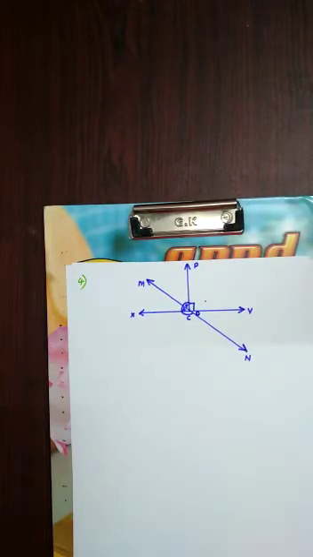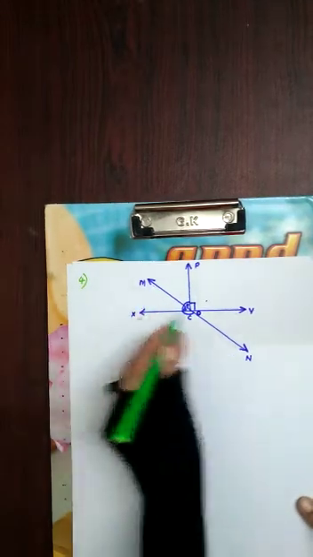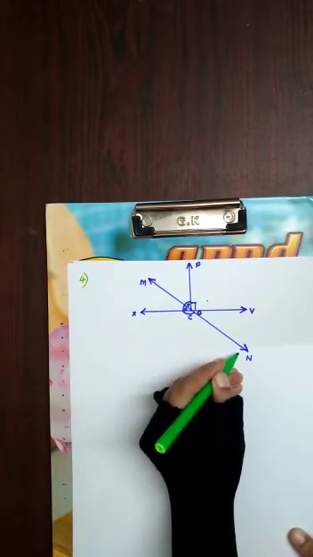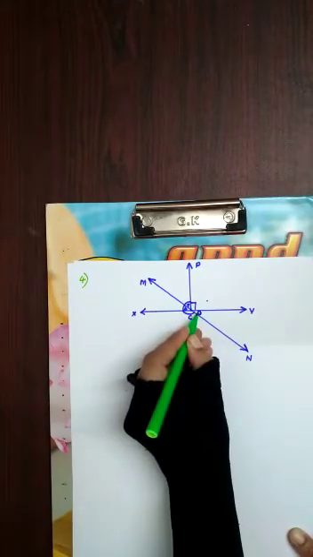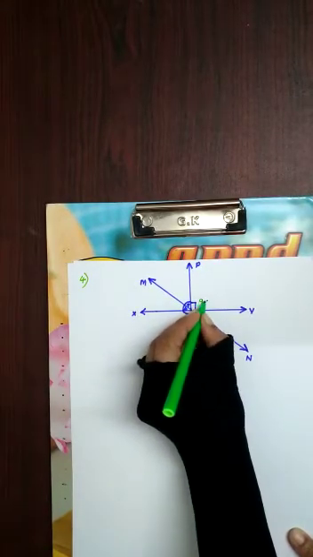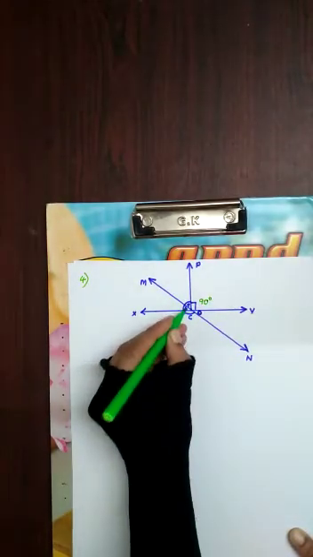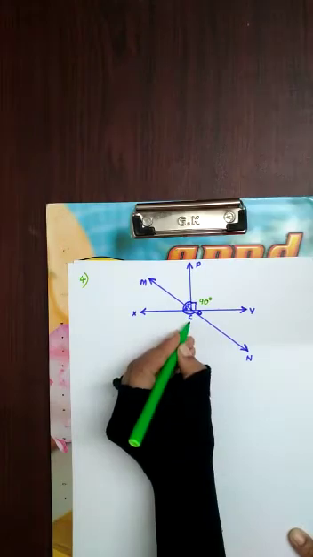If angle POY is equal to 90 degrees and A is to B is equal to 2 is to 3, find C. Now this is the figure given to us and they are saying XY and MN are intersecting lines. They are intersecting at point O and POY is equal to 90 degrees. A is to B ratio is given and they are asking us to find C.